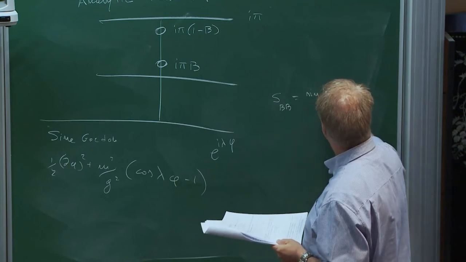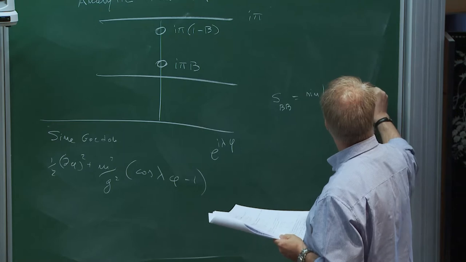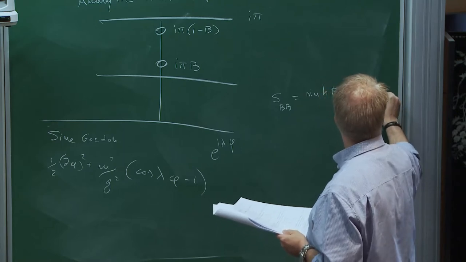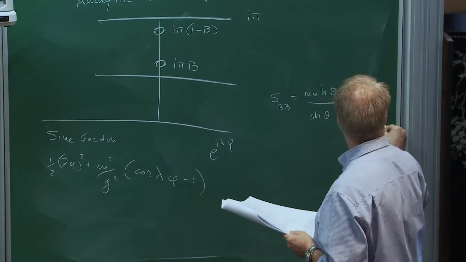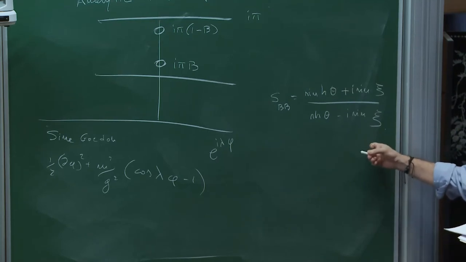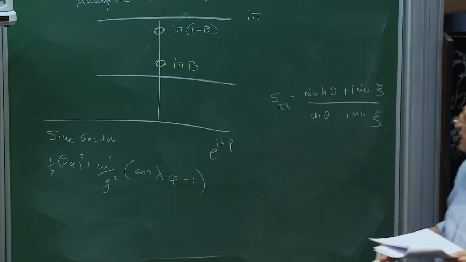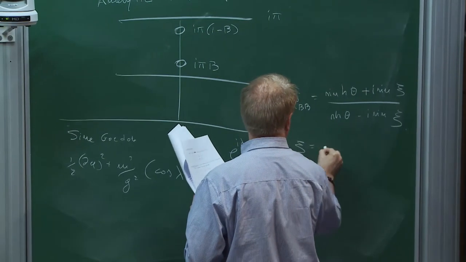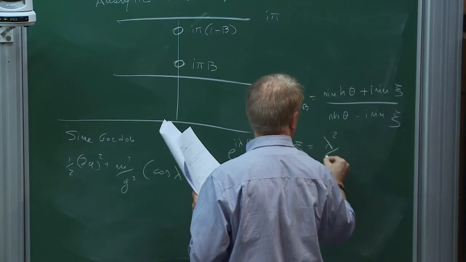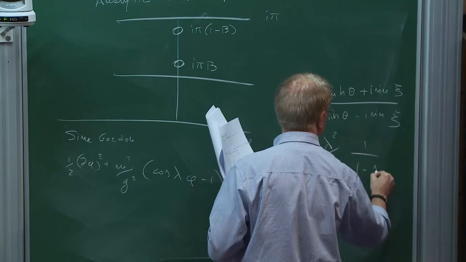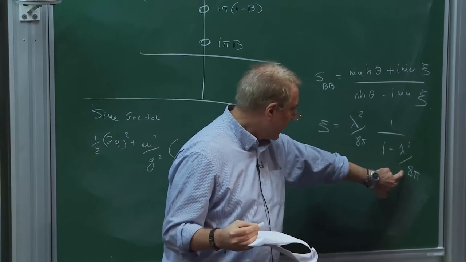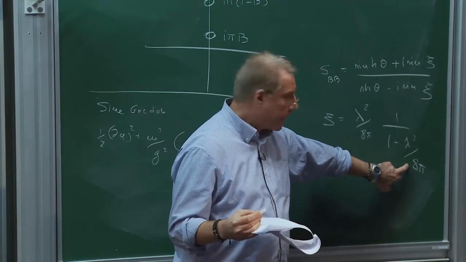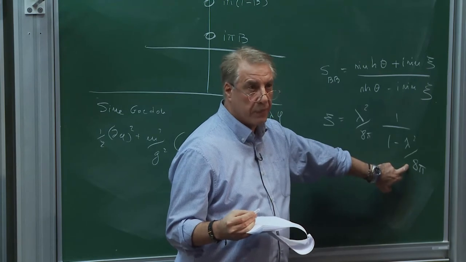was sinh theta plus i sin xi, let me call it xi, over sinh theta minus i sin xi. And in this case it has a pole, because breathers create a bound state themselves. Okay? So at this point, this is the famous Coleman thing, which has validity as far as lambda squared is less than 8 pi. This is the famous Coleman bound.